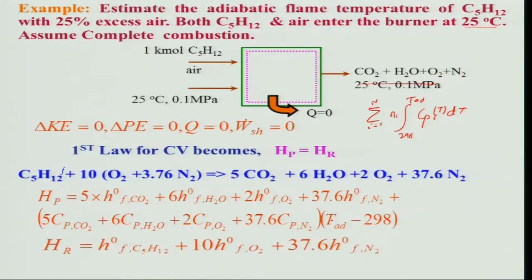Then of course HR we know very easily, that is from HF, and this data is given. These data are to be obtained from the table, the JANAF table. Or as I told, it is on the back side of my book, given in the appendix. So this information, the heat of formation of individual species, you can get very easily.